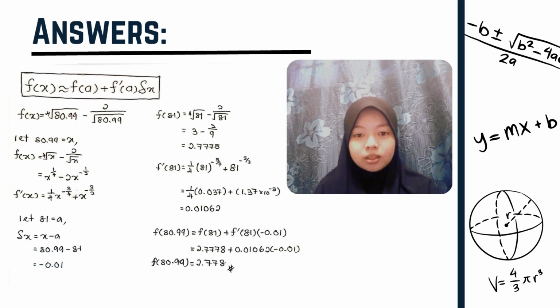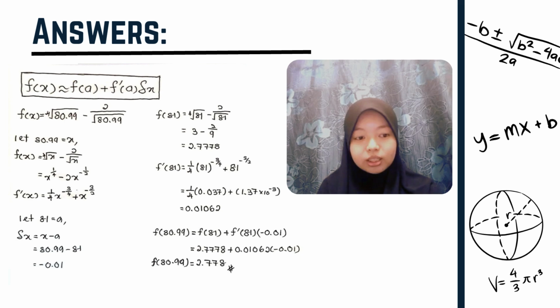Given from the question, we can find that f(x) is equal to root 4 of 80.99 minus 2 over square root of 80.99. Because we cannot solve the equation directly, we need to use some variable. So let's assume that 80.99 is equal to x. So we can find that f(x) is equal to root 4 of x minus 2 over square root x. We can solve this and it becomes x to the power of 1 over 4 minus 2x to the power of negative 1 over 2. Next, we need to find the f prime x.